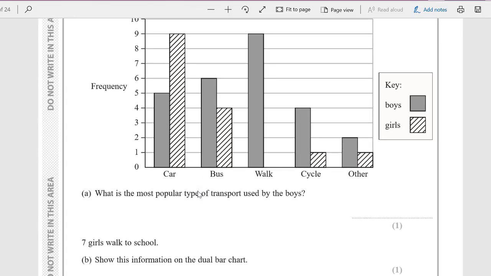So question A says, what is the most popular type of transport used by boys? Looking here, you can see that it's going to be walking. And then it says 7 girls walk to school. Show this information on the dual bar chart. So walking here, we know that girls is going to be these diagonal lines. So then we go to 7.